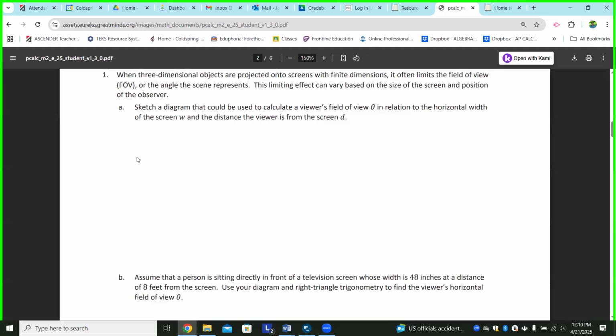view representing theta in relation to the horizontal width of the screen W and the distance the viewer is from the screen D. What we're basically doing is we're going to develop an equation. So as y'all say, I gatekeep the equations. That's what I'm going to do until we develop the equation. So here we go. So this is what we're going to try to do.